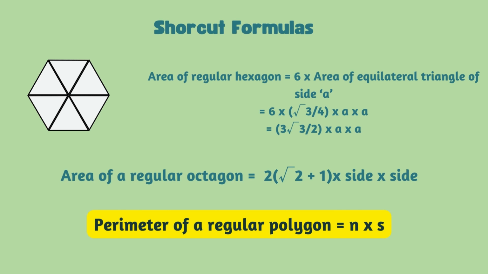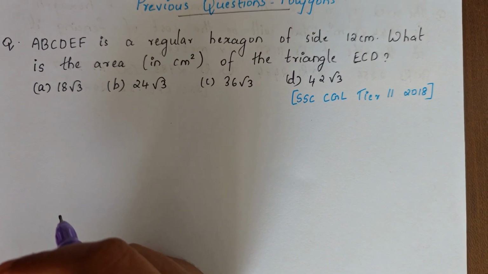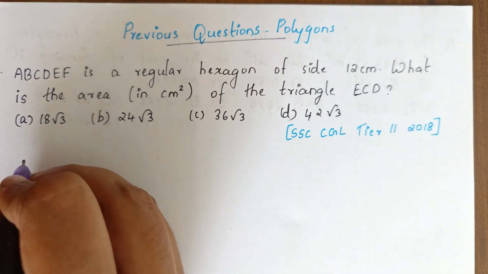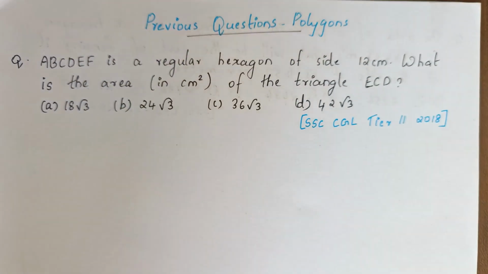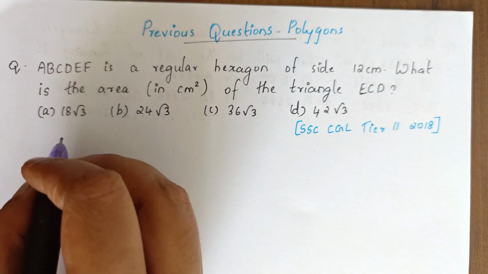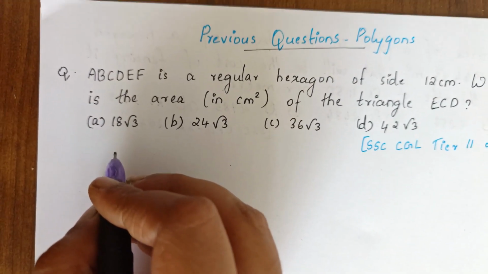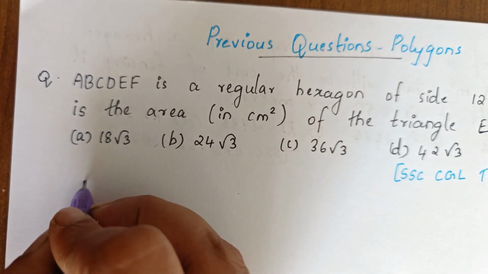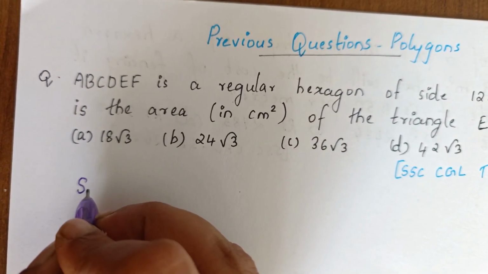Now, keeping these points in mind, we can solve some of the previous questions of various exams based on the topic polygons. Hexagon of side 12 centimeter. What is the area in centimeter square of the triangle ECD? Option A 18 root 3, option B 24 root 3, option C 36 root 3, and option D 42 root 3. So this was asked for SSC CGL tier 2 in 2018.